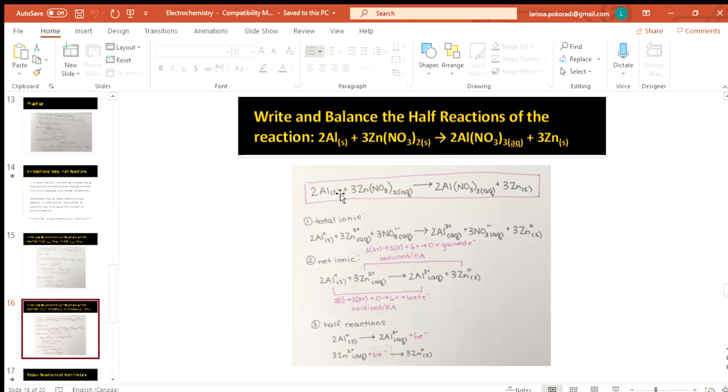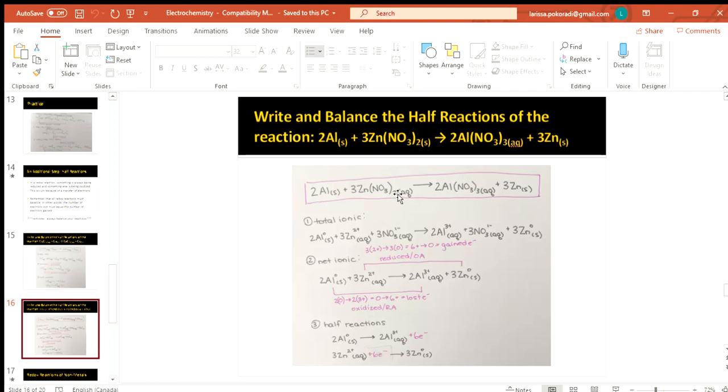So we've got 2 solid aluminums mixing with 3 of the zinc nitrates, going to 2 of the aluminum nitrates and 3 zincs. Once you see some numbers, it gives it a little more difficulty, but nothing too crazy. Just make sure you don't drop any of these numbers when you go to the total ionic. Make sure you do a double check when you do it. So we've got 2 aluminums. We've got 3 zincs.